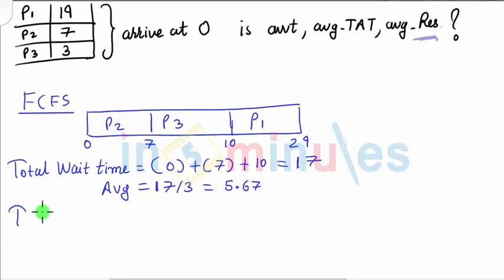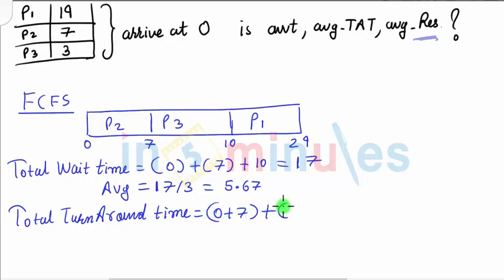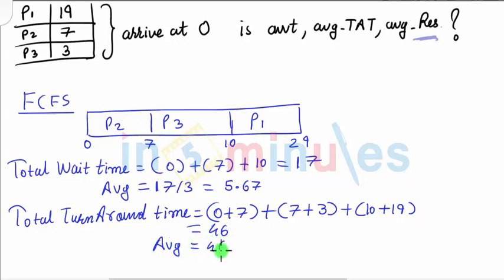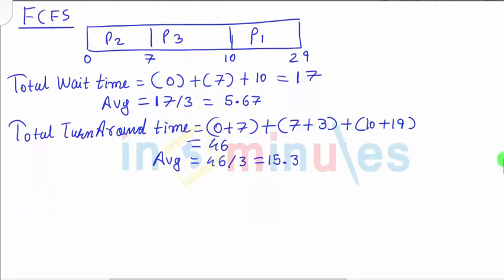The second thing we need to calculate is the turnaround time, which is the addition of the wait period and the burst period. For P2 the wait period is 0 plus the burst time, that is 7. For P3 the wait period was 7 and the burst period is 3. For P1 the wait period was 10 and the burst period is 19. So in total we have 46. Getting the average turnaround time is simple, 46 by 3, which is 15.3.